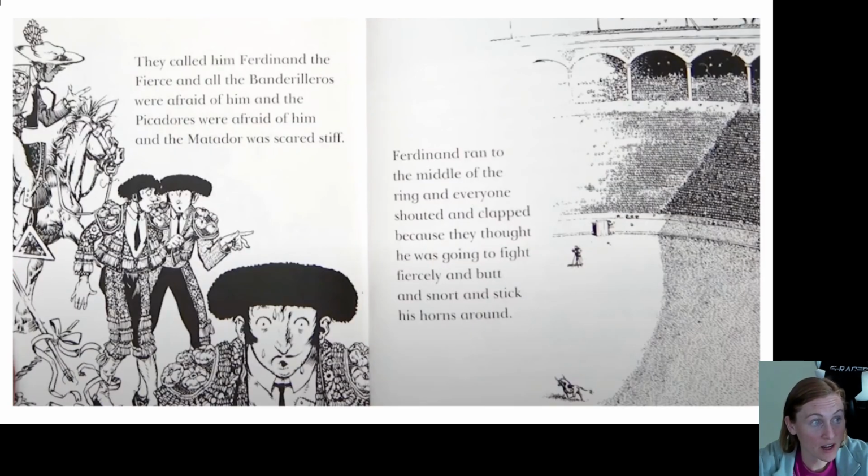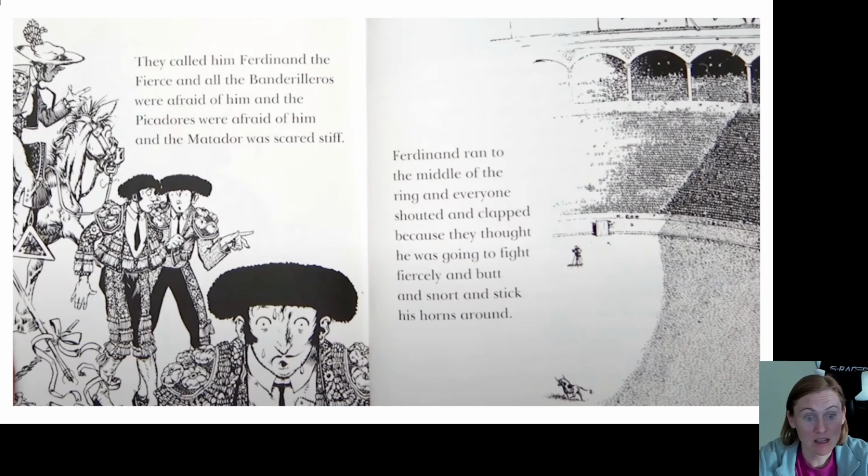They called him Ferdinand the Fierce, and all the banderellos were afraid of him, and the picadors were afraid of him, and the matador was scared stiff. Because remember, Ferdinand is the biggest bull out of all of the bulls in the pasture.